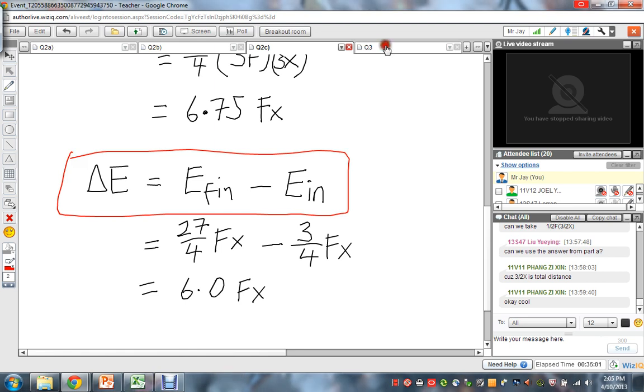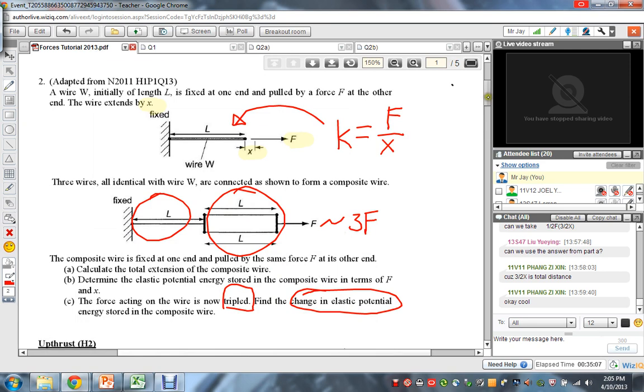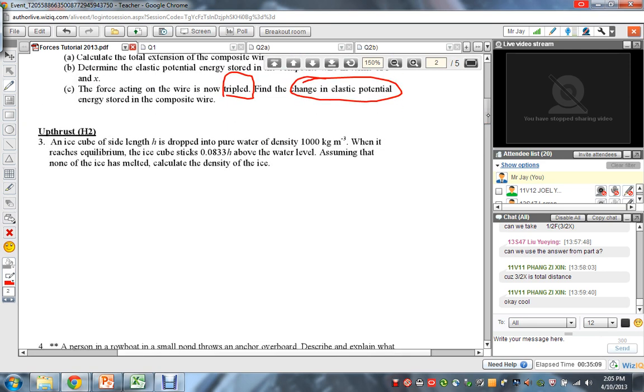Now, let's take a look at question 3. Question 3 in the forces tutorial says that an ice cube of side H is dropped into pure water of density 1000 kg per meter cube. When it reaches equilibrium, the ice cube sticks a particular amount above the water level, 0.0833 H. Assuming that none of the ice has melted, find the density of the ice.